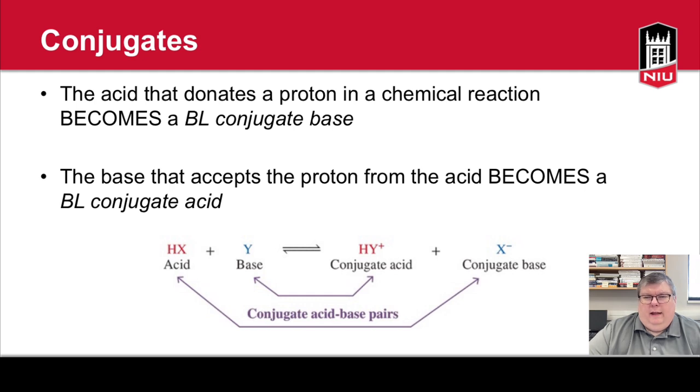Now, under the Bronsted-Lowry acid-base theory, we have what are known as conjugates. Okay? Now, the acid that donates a proton in a chemical reaction becomes a Bronsted-Lowry conjugate base. Okay? I'm going to say that again. The acid that donates a proton in a chemical reaction becomes a Bronsted-Lowry conjugate base. In other words, the counterion is a base.